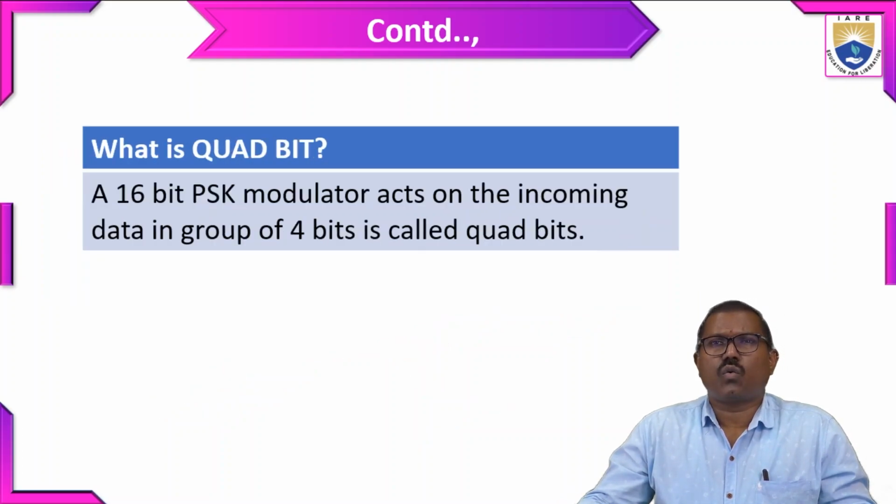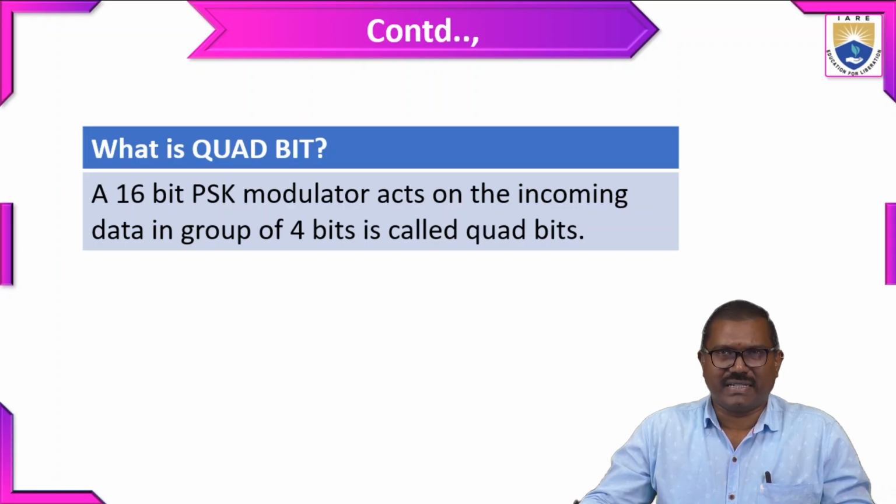Now what is a quad bit? A 16-bit PSK modulator acts on the incoming data in groups of 4 bits, called quad bits. Quad means 4.